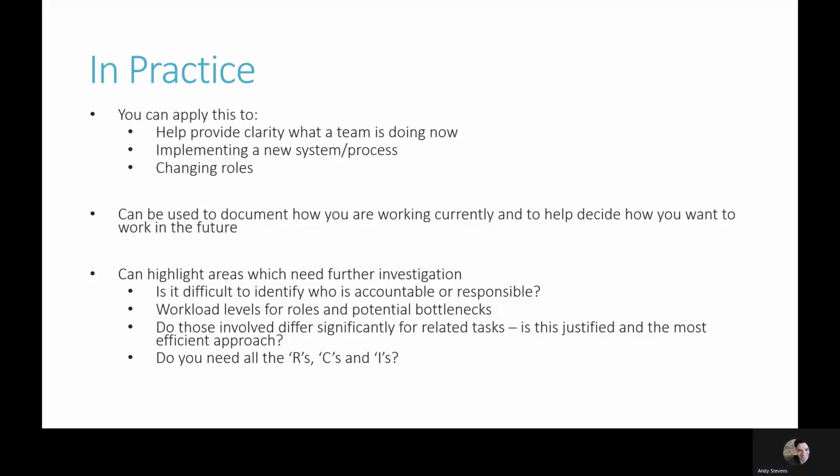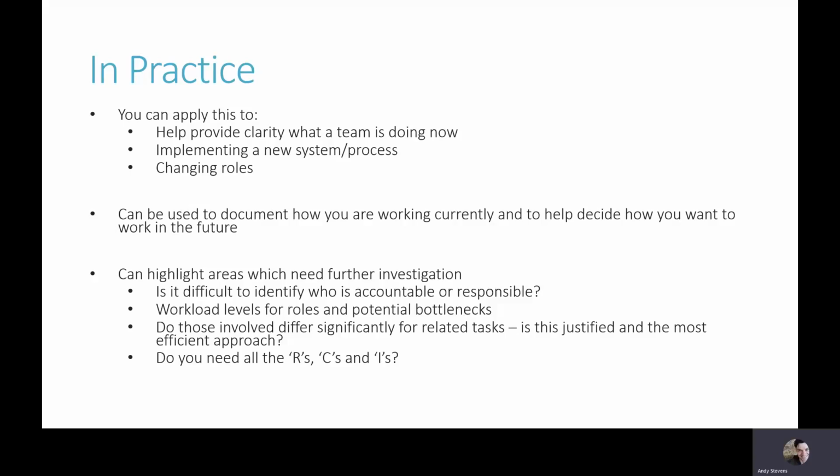So is it difficult to identify who's accountable and responsible? Are there high workload levels in particular roles? That would indicate there's potential bottlenecks in processes or someone being overloaded. Do those involved differ significantly for related tasks?